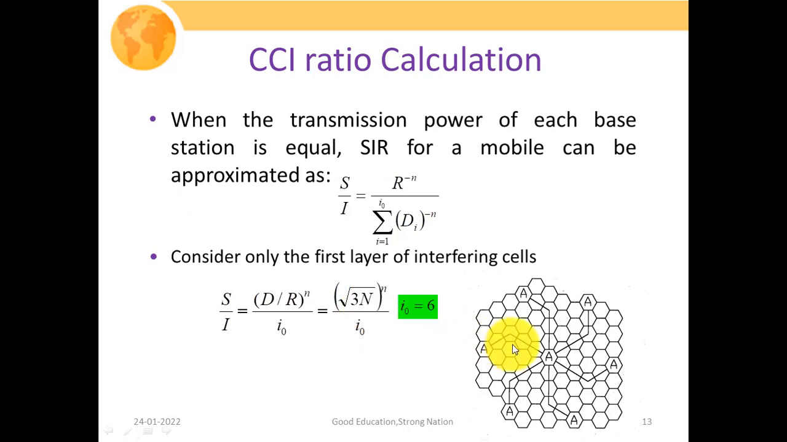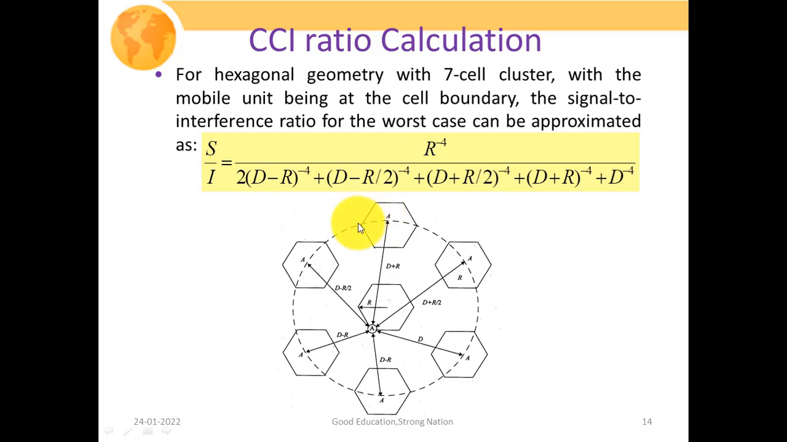So for this hexagonal geometry, your signal to interference ratio can be evaluated as the square root of 3N to the power n upon 6. In this particular figure, we are trying to consider the worst case scenario, where these are your co-channel cells, this is our reference cell, and we are assuming that our user lies at the cell boundary.